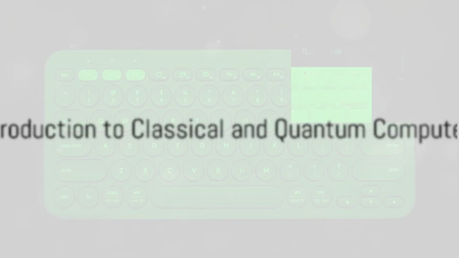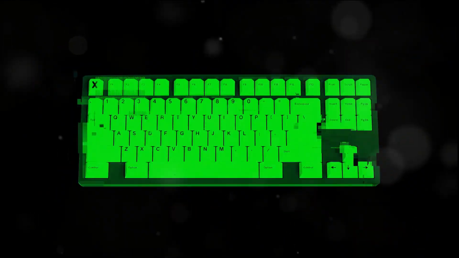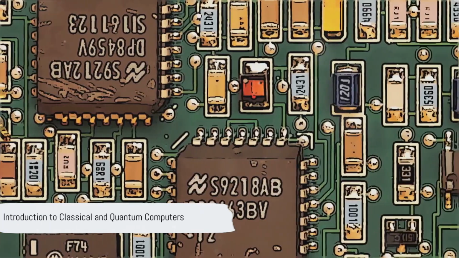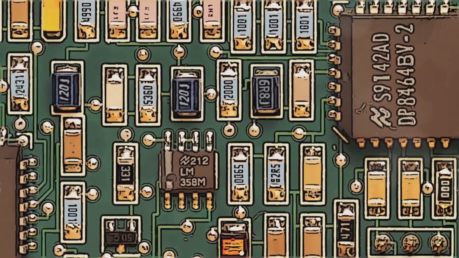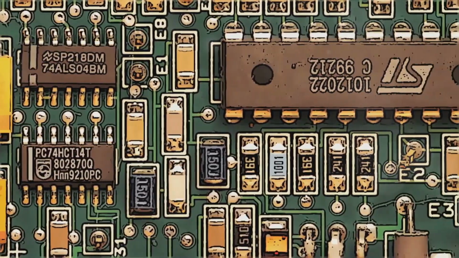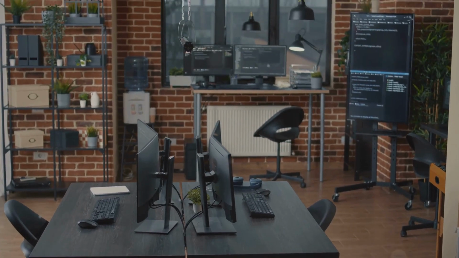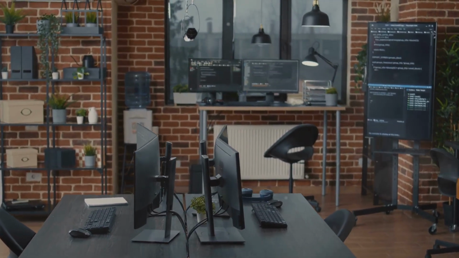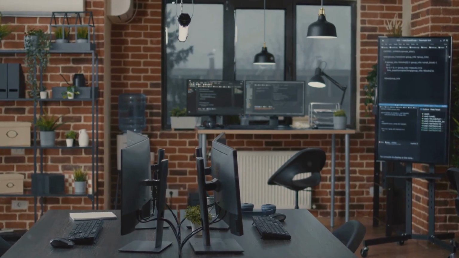Ever wondered how classical and quantum computers work? Let's delve into the heart of these technological marvels. Classical computers, the bedrock of the digital age, use bits to represent information, much like a light switch. 0 for off, 1 for on. These bits, governed by classical physics, carry out computations in a predictable, deterministic fashion.